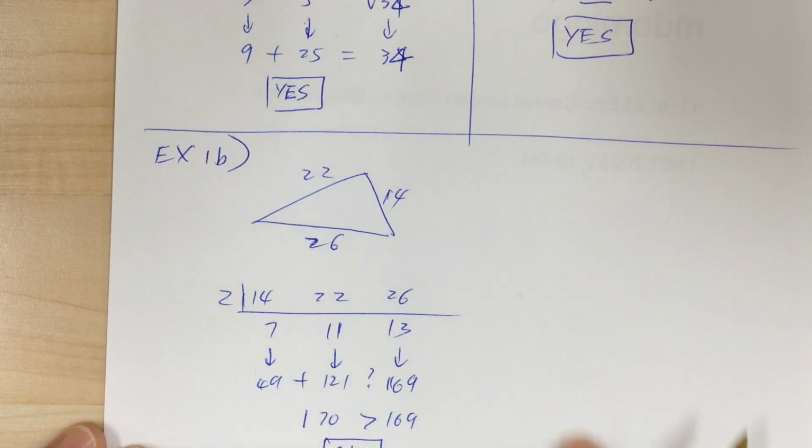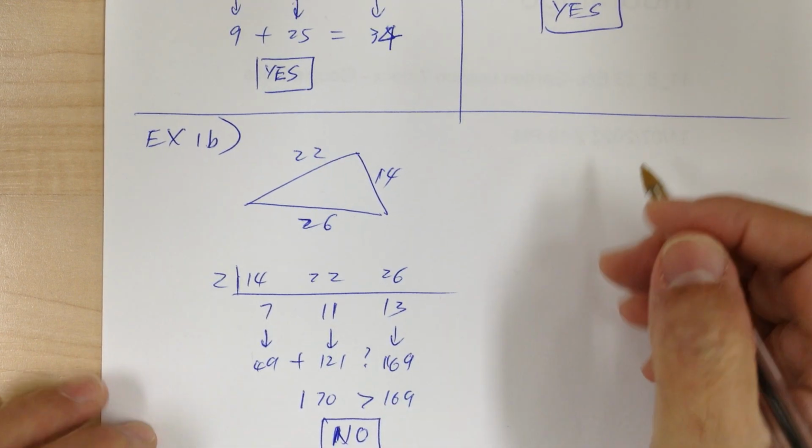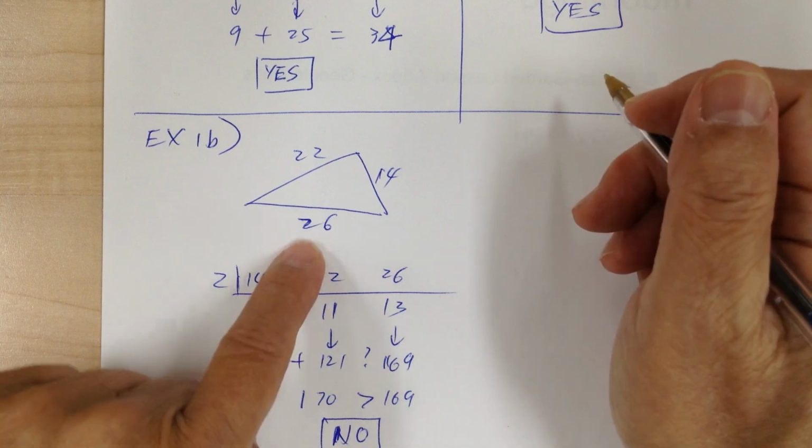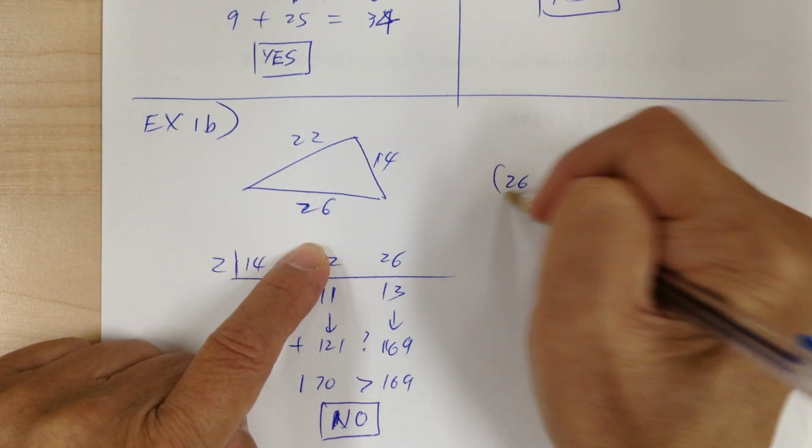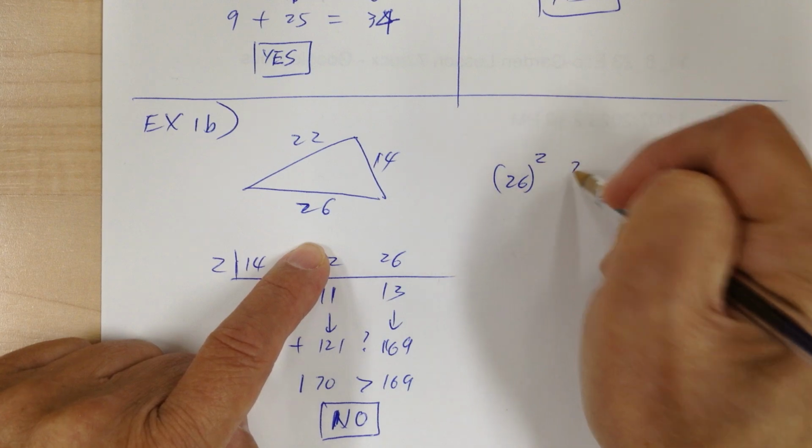Again, you can do it this way, same thing. The longest, the biggest number is always your hypotenuse. So you're going to get 26 squared, question mark.